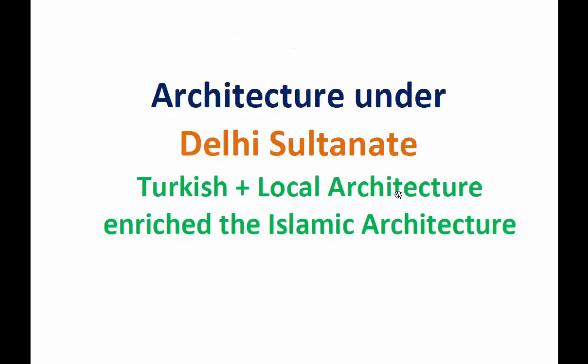So, we will first see this architecture under the Delhi Sultanate. The sultans of the Delhi Sultanate were of Turkic origin, you know. So they brought along with them their architecture, styles and designs. And when they came to India, their styles were mixed with the local architecture, which enriched the Islamic architecture in India during the time of the Delhi Sultanate.